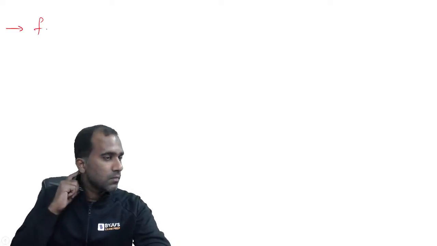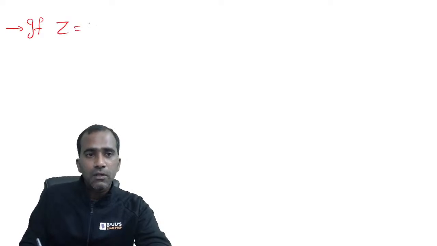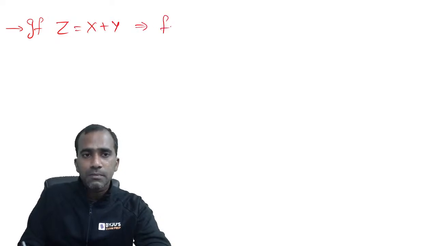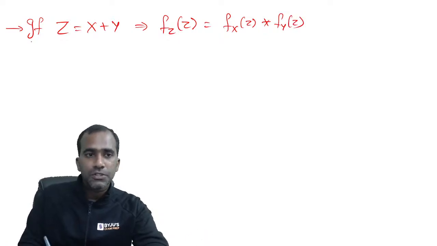Similarly, I'll take other cases also. Let me write what result we have found in the previous page. If z equal to x plus y, fz of z can be written as fx of z convolution with fy of z. Just simple convolution.